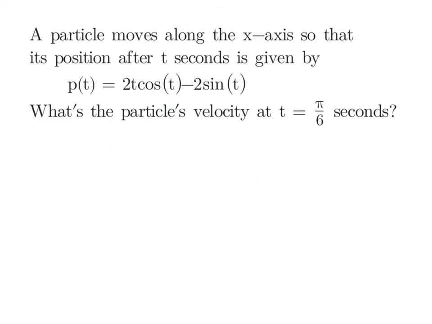We've also used the derivative to help us find instantaneous velocity. So if we're looking at a particle moving along the x-axis, so that its position after t seconds is given by p of t equals 2t times the cosine of t minus 2 sine of t. We want to find the particle's velocity at the instant when time is pi over 6 seconds. So we're going to need the derivative.